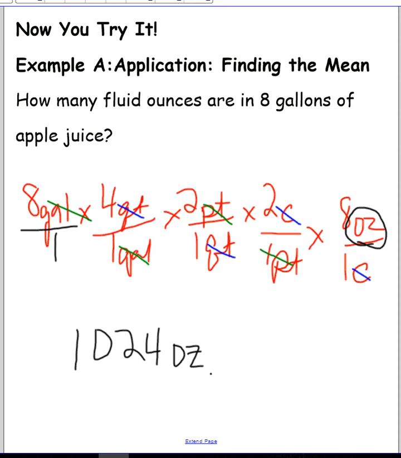Okay, notice how many unit conversions I needed to get from gallons to ounces. There was 4 quarts to get rid of 1 gallon, 2 pints to get rid of 1 quart, 2 cups to get rid of 1 pint, and then 8 ounces to get rid of 1 cup. So we multiply all of those top numbers together, and we get that it's 1,024 ounces in 8 gallons, more specifically fluid ounces, because there are weight ounces as well. It's 16 ounces in 1 pound, but 8 fluid ounces in 1 cup.